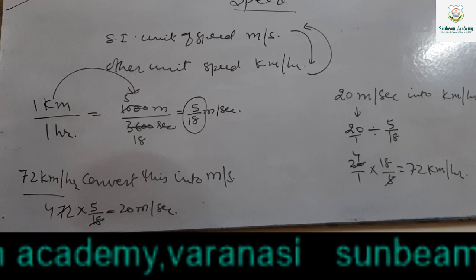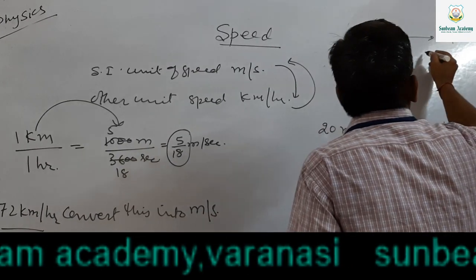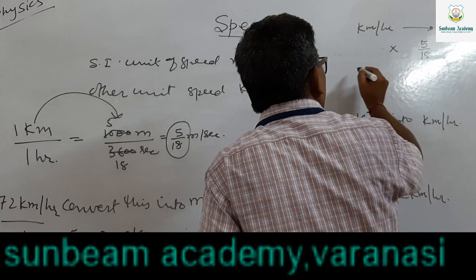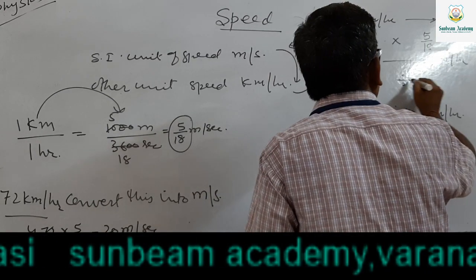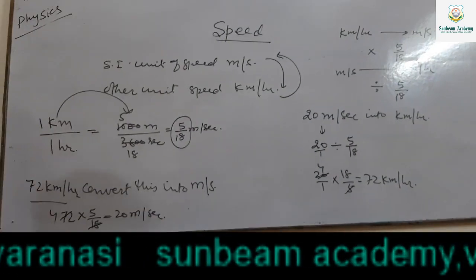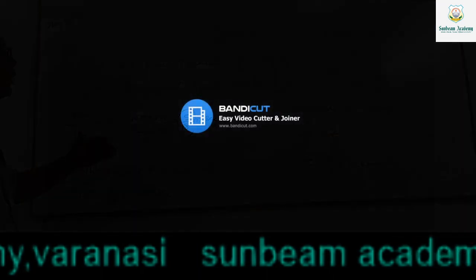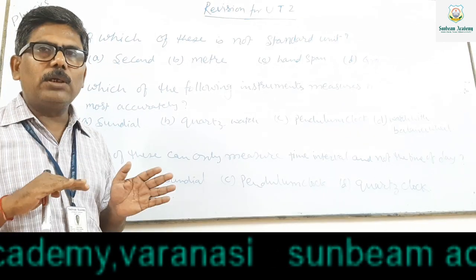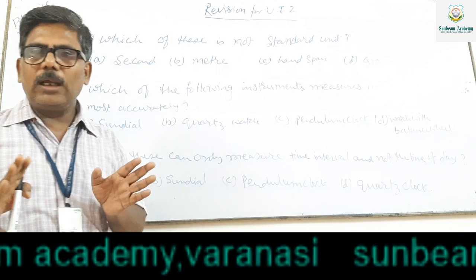It means to convert kilometer per hour to meter per second, you simply multiply by 5 by 18. And to convert meter per second to kilometer per hour, you divide by 5 by 18. In this way, you can convert the unit from meter per second to kilometer per hour and vice versa. Now you have seen how to convert the unit of speed from kilometer per hour to meter per second and from meter per second to kilometer per hour. Till here, I hope you have understood.